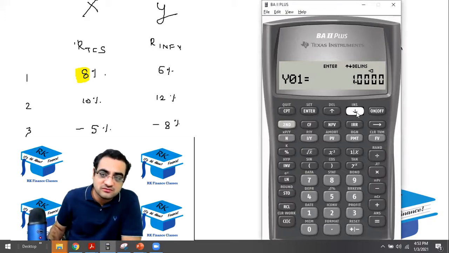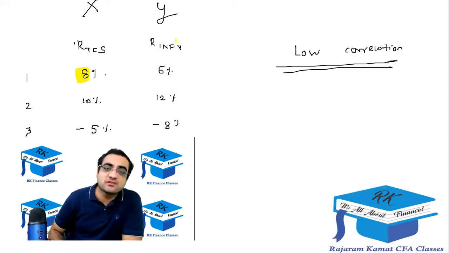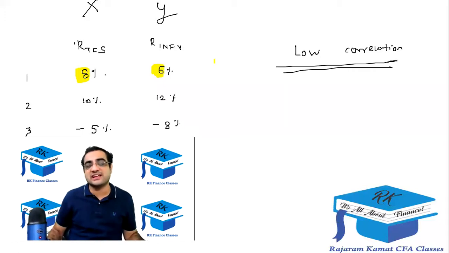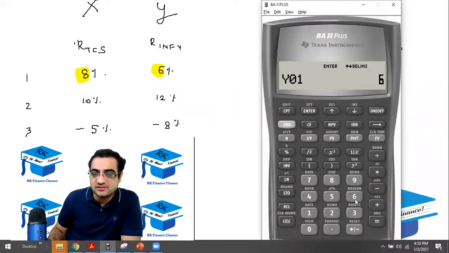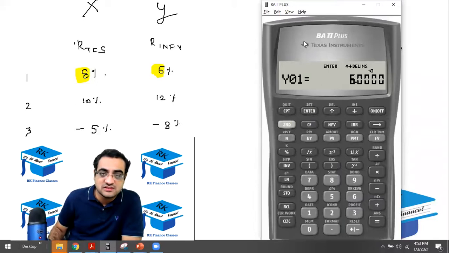Scroll down. They're asking you for Y01. The Y01 is Infosys's first value, which is 6. Okay, so I'll press 6 and enter. 6 and enter. Any doubts?